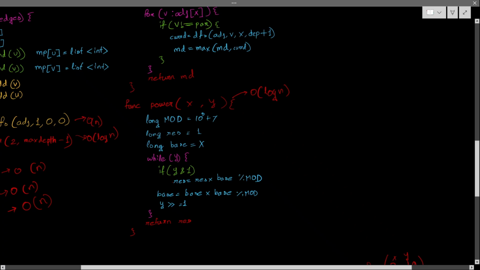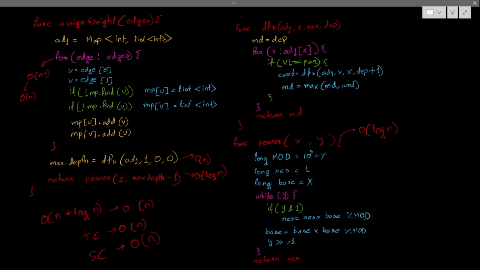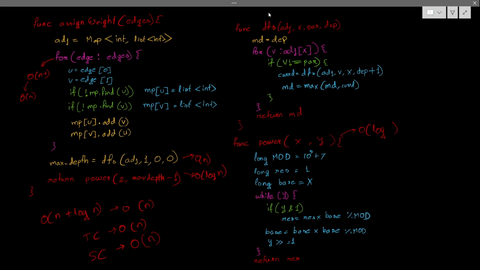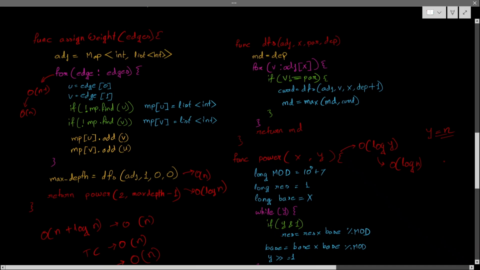And actually, I made a mistake here. The time complexity is not big O of n, it is big O of log y. But in the worst case, y could be n. That's why it is big O of log n. N is the number of edges or number of nodes present in the tree.